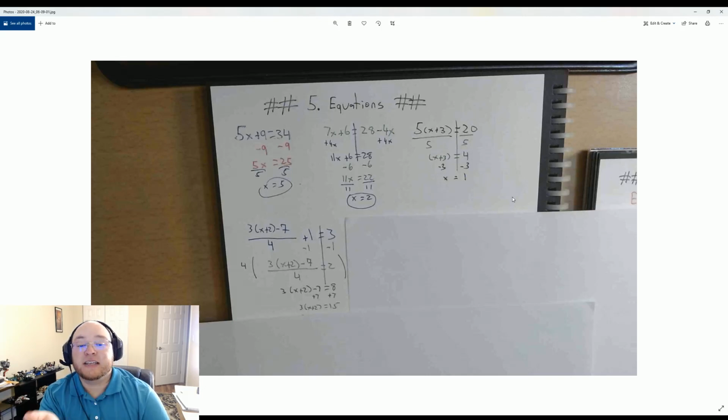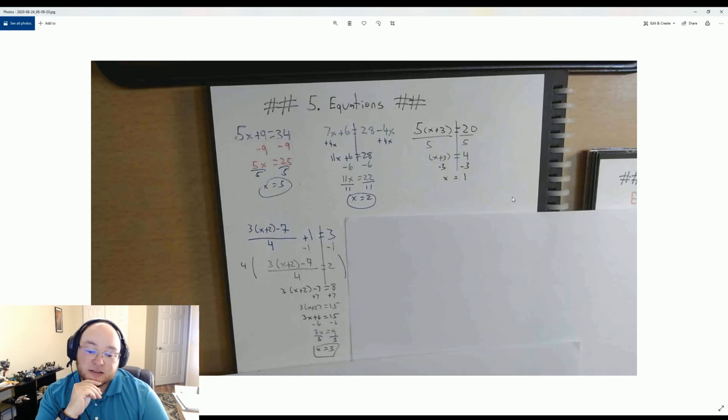Now, instead of dividing like we did before, you could also distribute, and you get 3x plus 6 equals 15. It's minus 6. Divide by 3, you get x equals 3. And then we can plug that back in. 3 plus 2 is 5. 3 times 5 is 15. 15 minus 7 is 8. 8 divided by 4 is 2. 2 plus 1 equals 3.